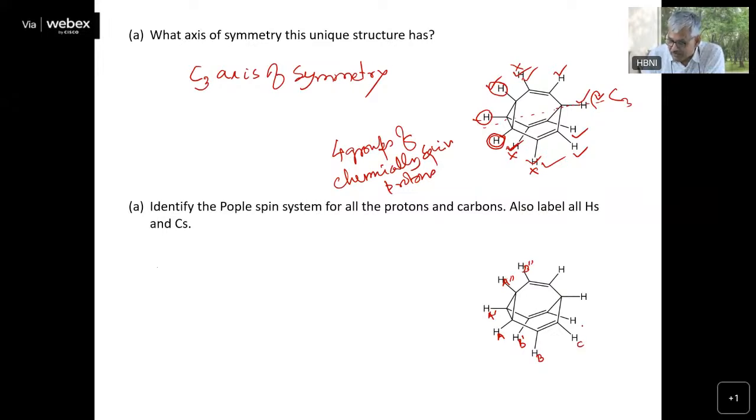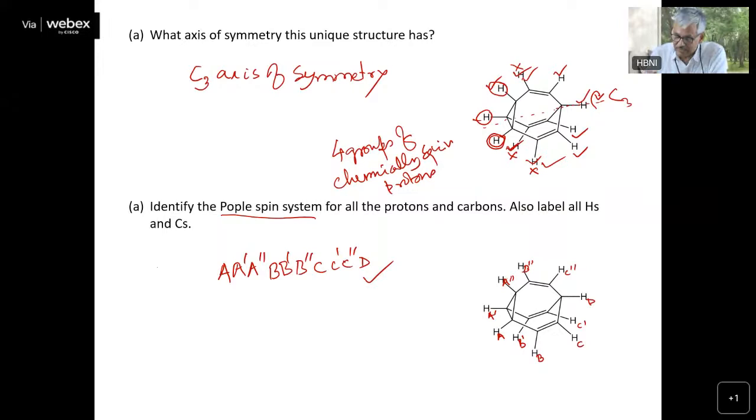And then you will see that this is C prime, this is C double prime, and this is D. So what is the popular nomenclature? According to the popular spin system, the nomenclature of this molecule or spin system will be A prime, A double prime, B prime, B double prime, C prime, C double prime, and D. Okay, so the answer is the popular spin system is this.